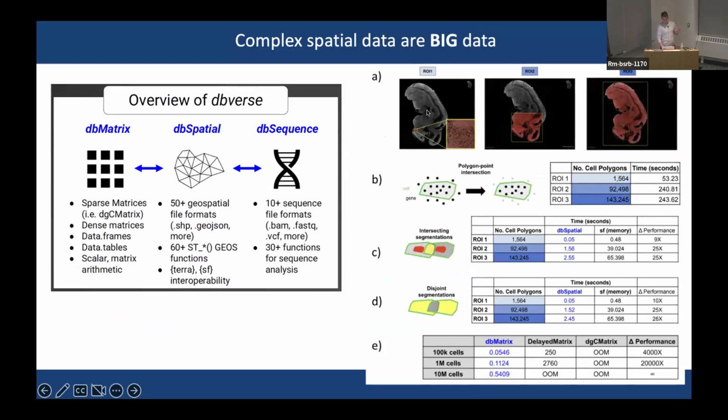This is just giving you a quick sneak peek. This is, I think, one of these Stereo-seq data sets, and we have a small region of interest all the way up to a whole embryo. Some of these spatial operations are matrix operations, including identifying transcripts to individual cells, looking for joint overlaps between cells, for example, and doing all sorts of operations with DB matrix.